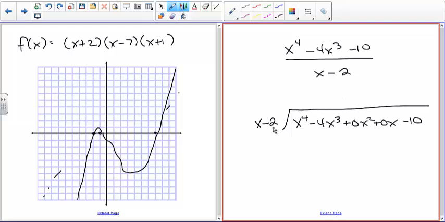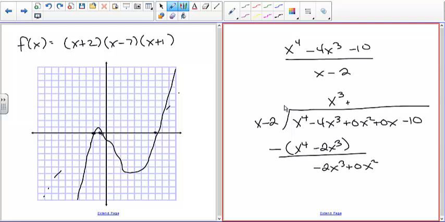What do we need to multiply x by to get x to the 4th? x cubed times x is x to the 4th. x cubed times negative 2 is negative 2x cubed. We're really subtracting it. So this goes to 0. Then we have negative 4 plus 2. So you'll get negative 4 plus 2 is negative 2x cubed. Bring the next one down. Okay, so we're going to add the next term.